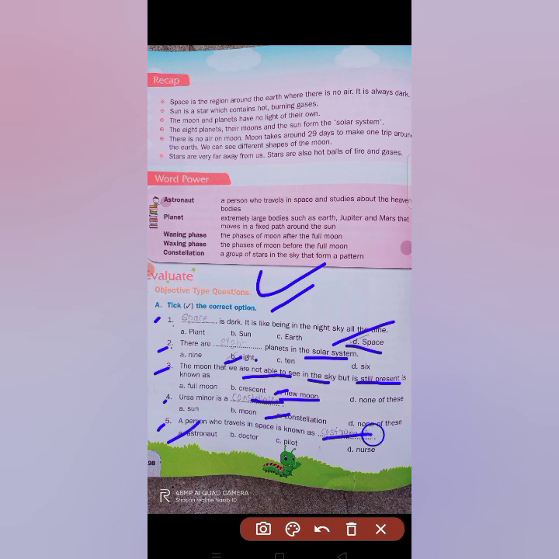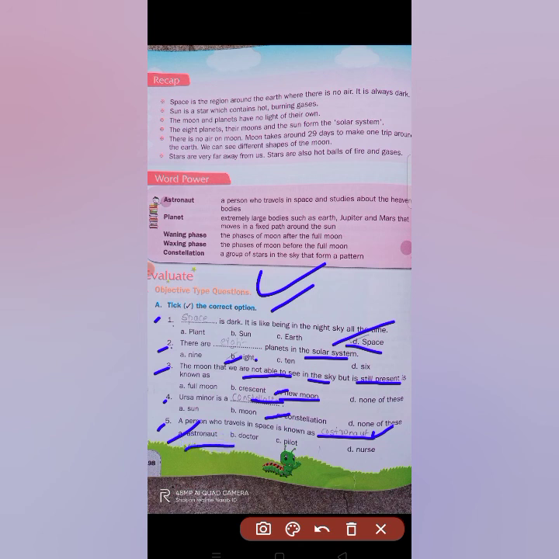While explaining the lesson, we have learned about Pratiksha, whose dream was to become an astronaut, right? So an astronaut is the one who travels in space. So we have to tick the option A.